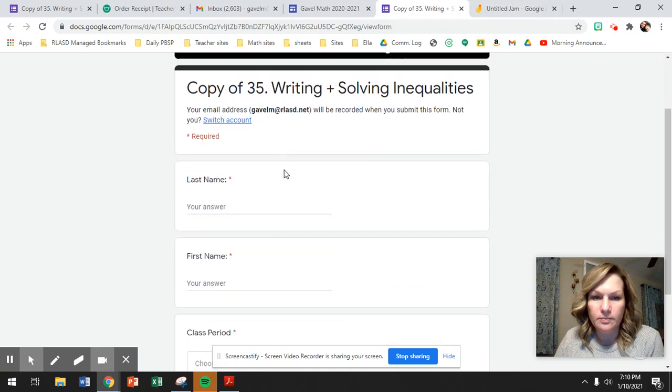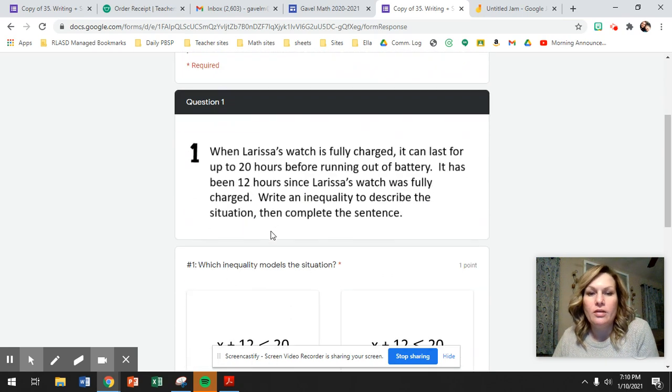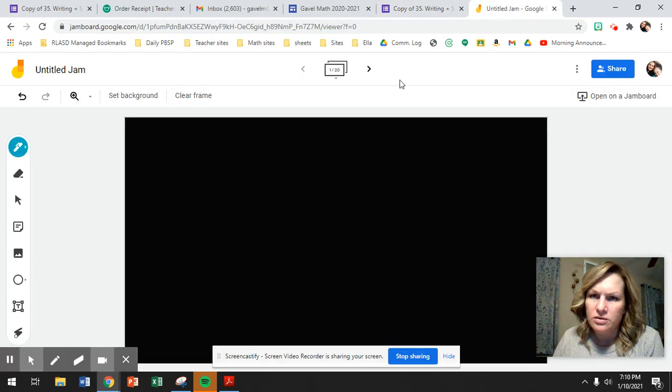So the first one, I'm going to put some random stuff in here. When Larissa's watch is fully charged, it can last for up to 20 hours before running out of battery. So this lets me know it can be 20 hours, but it cannot be more. So that means it's going to be less than or equal to 20 hours. So I know the battery life is x, and it's going to be less than or equal to 20, because that's our maximum.